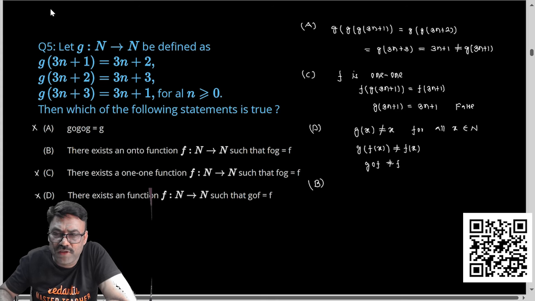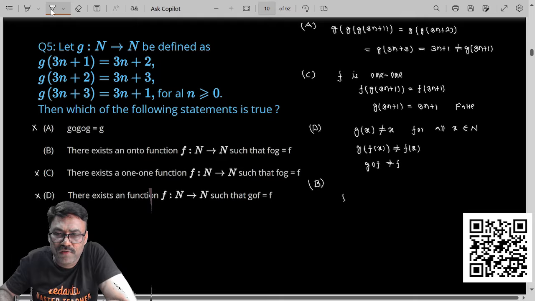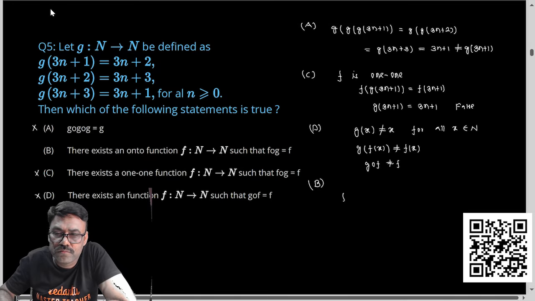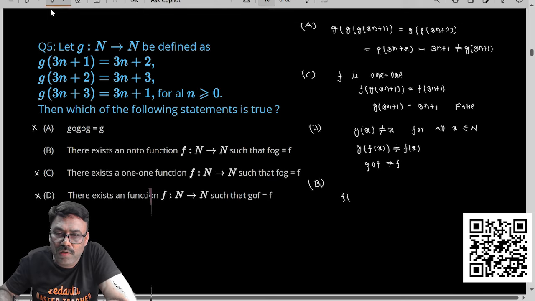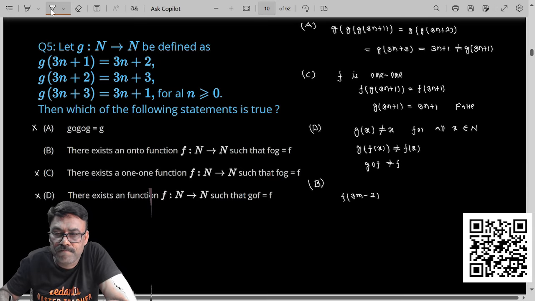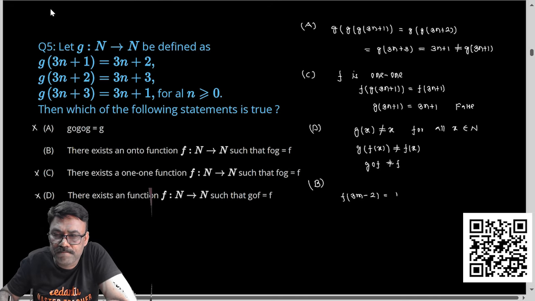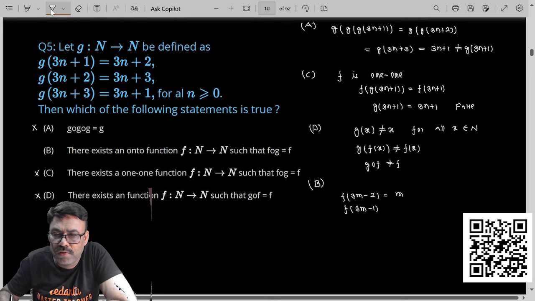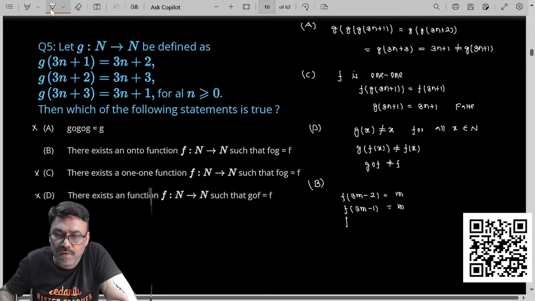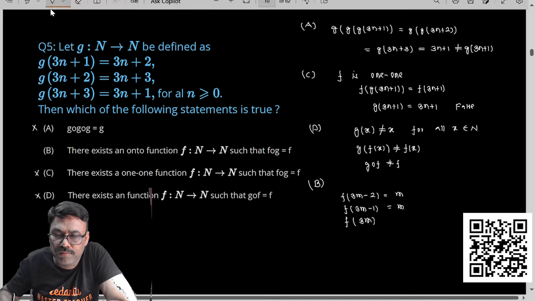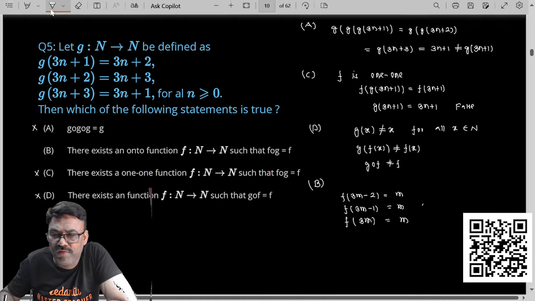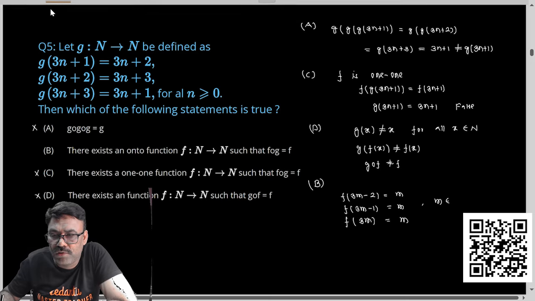So let's create a function like this. Let's say I'm taking a function f defined like this: f of 3m minus 2 is equal to m, f of 3m minus 1 is equal to m, f of 3m is equal to m, and m is any natural number here.